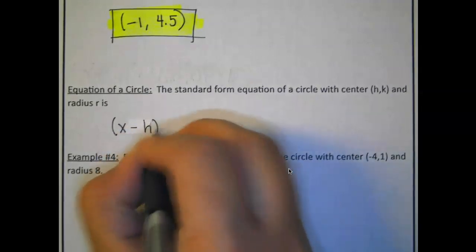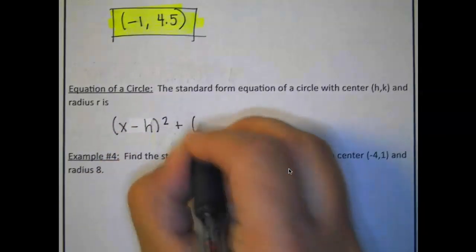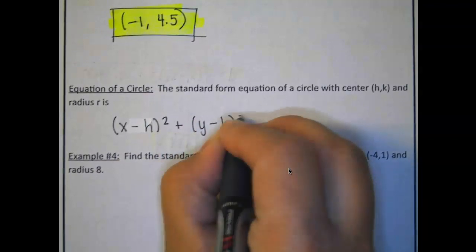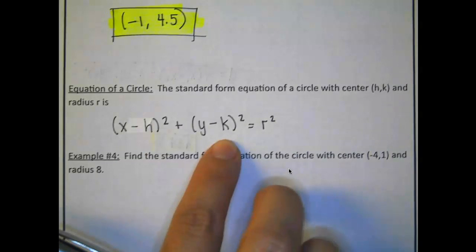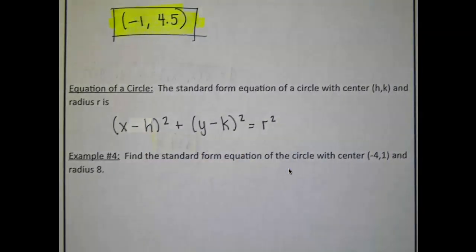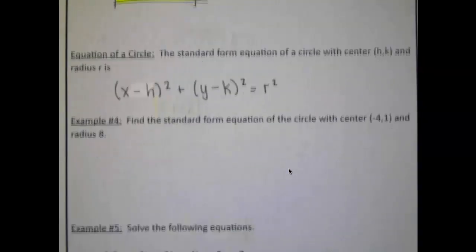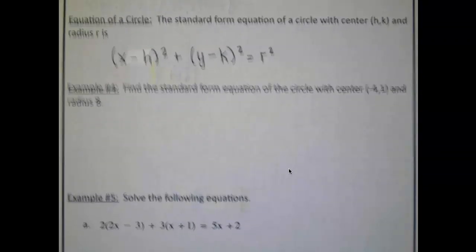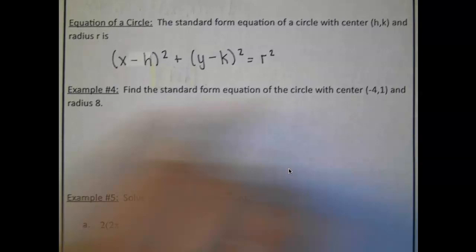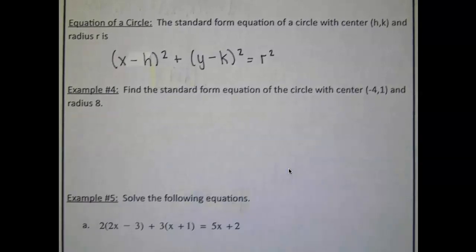x minus h squared plus y minus k squared equals r squared. And this is where h, k is the center and r is the radius. With that in mind, please find the standard form equation of the circle with this center and this radius. You do not need to FOIL. Okay, do not FOIL. Give it to me in standard form.